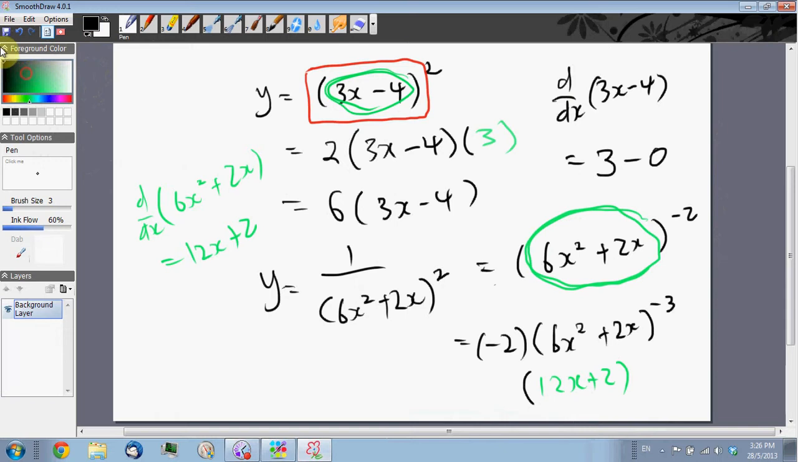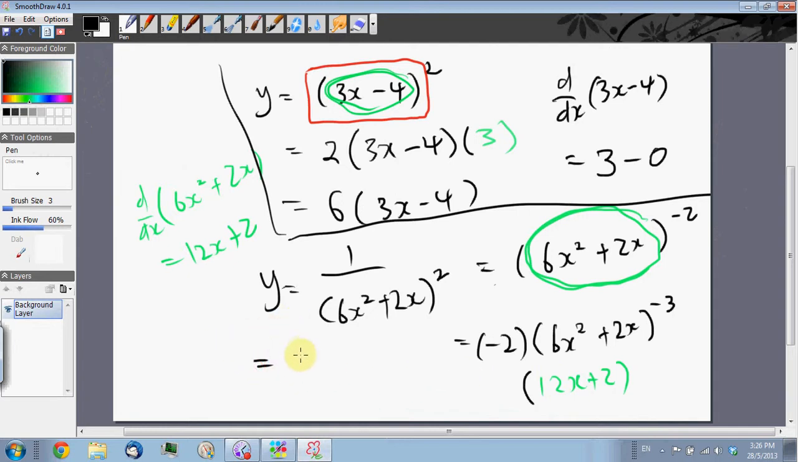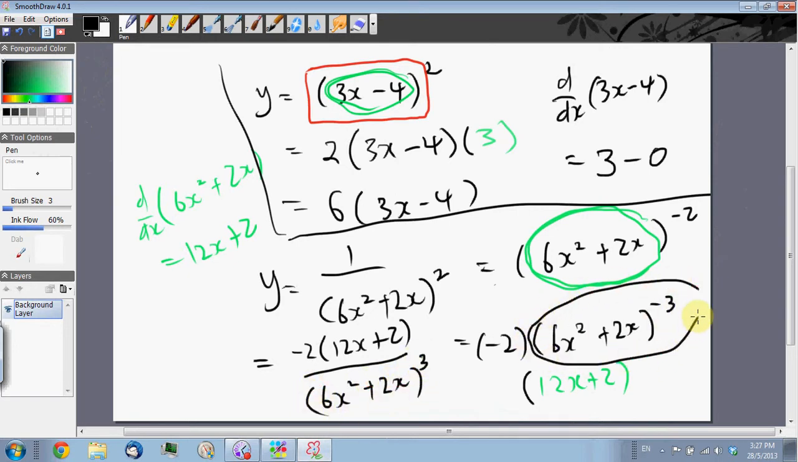So your answer for this is then equal to minus 2 times 12x plus 2 divided by 6x squared plus 2x cubed. Because you bring it down to the denominator, right? My power minus 3 becomes power 3 in the denominator. So this is basically how you do polynomials. Just remember that if it's inside, it's a bit more complex, you need to differentiate inside.